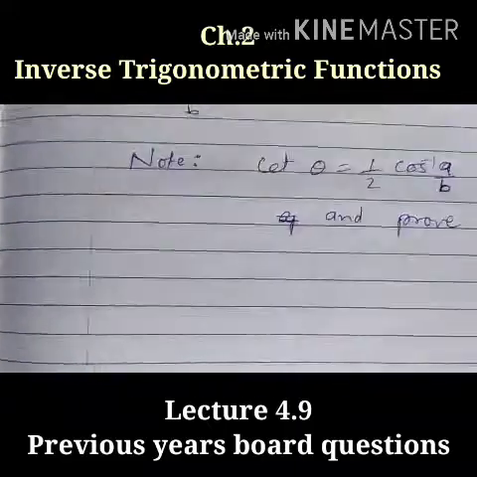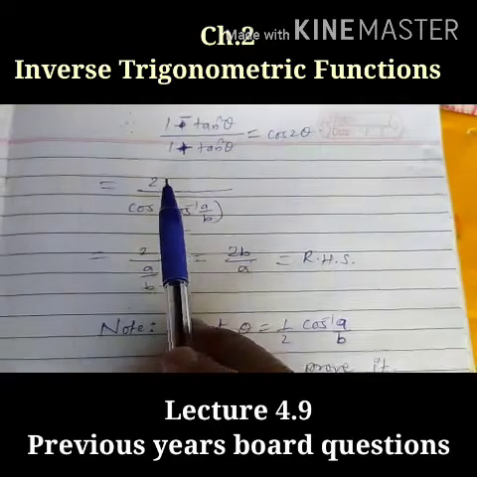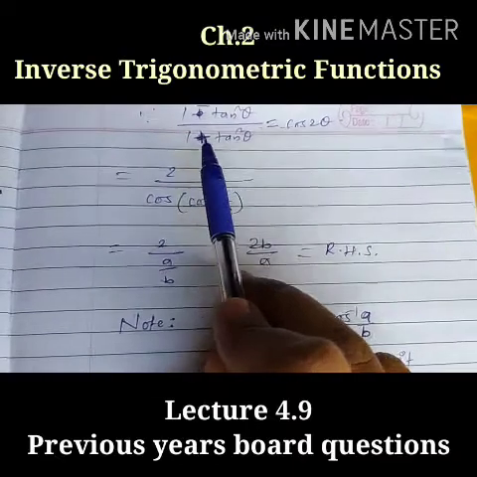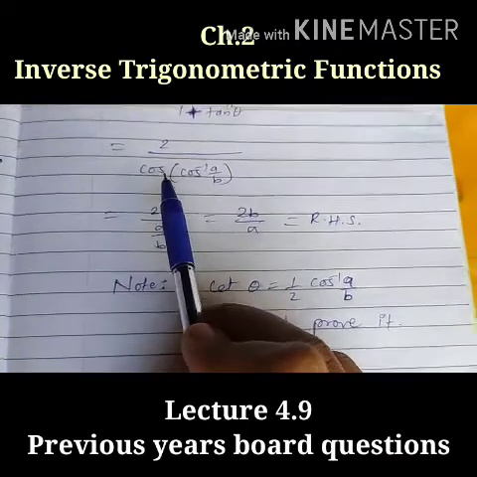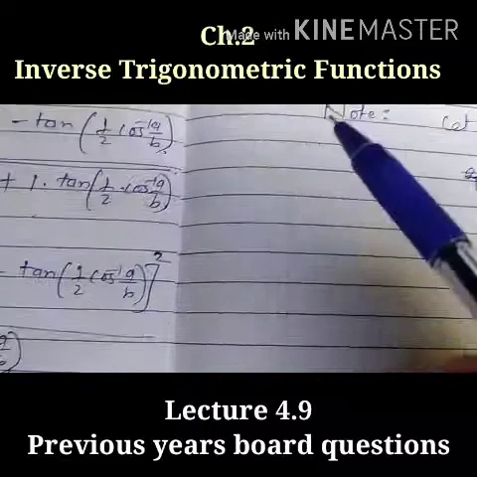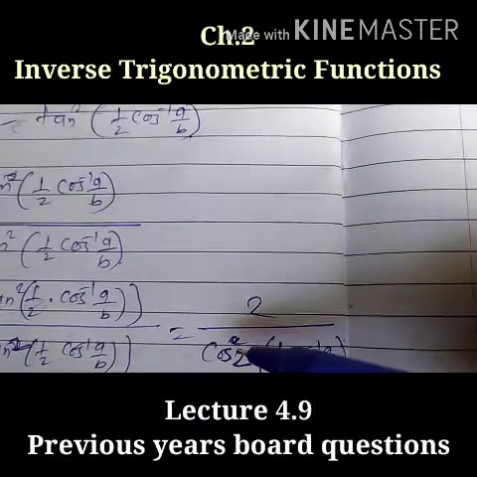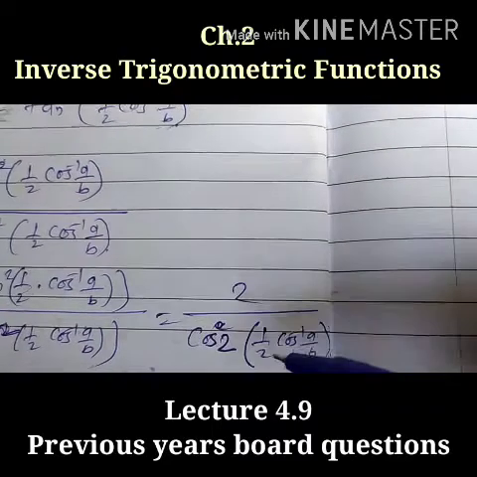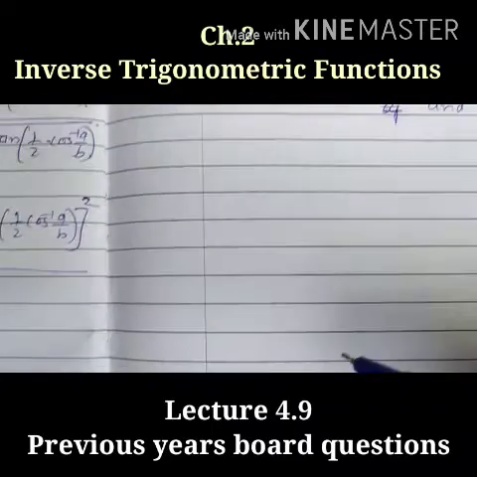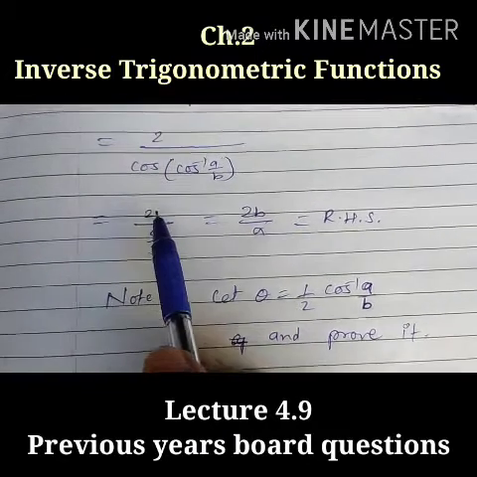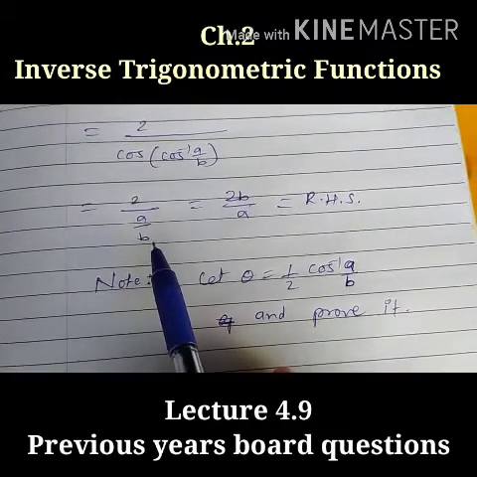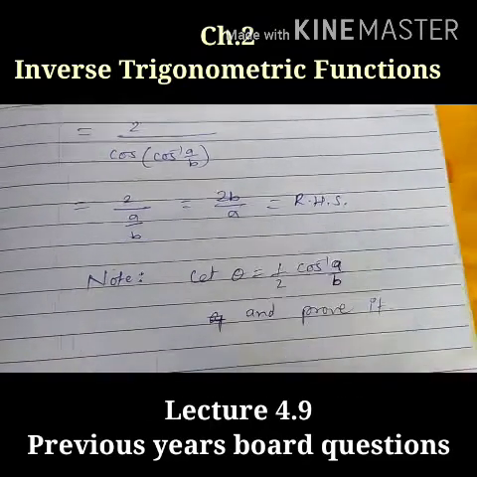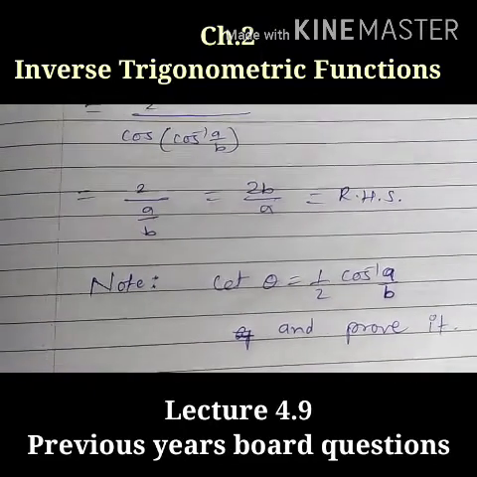Understood? Now we have the formula which I have used: cos 2 theta is 1 minus tan square theta upon 1 plus tan square theta. So after simplification, see here, cos of 2 into 1 by 2, so the 2 will get cancelled here. Cos of cos inverse of a by b will again be cancelled. So we have 2 upon a upon b, so b will go in the numerator, so it will be twice of b upon a, that is equal to RHS. Here we have proved this.